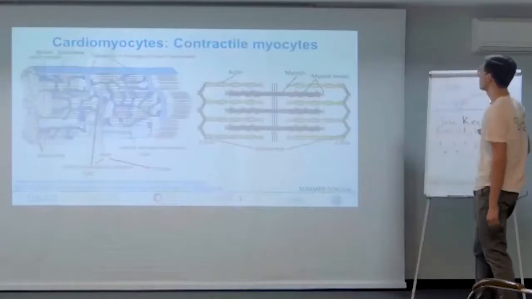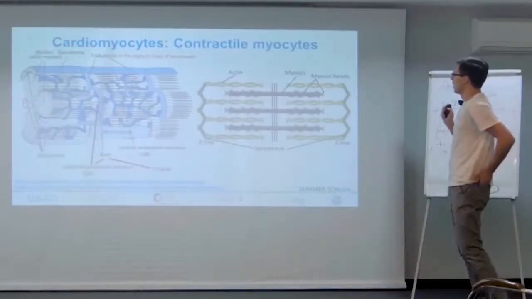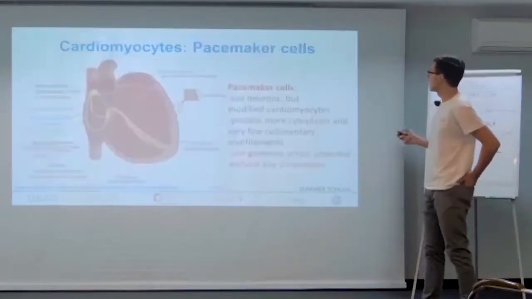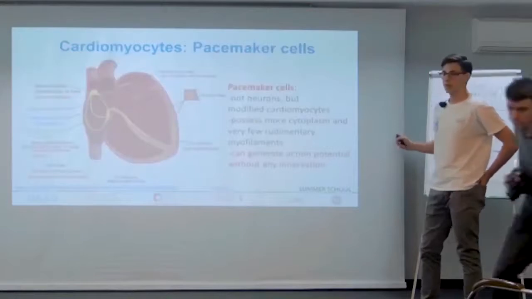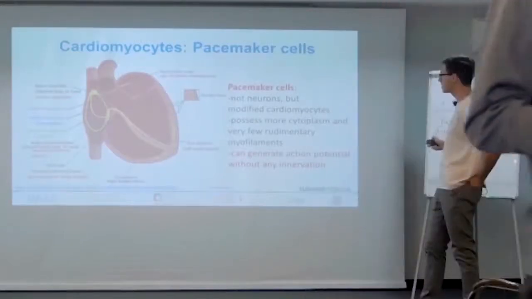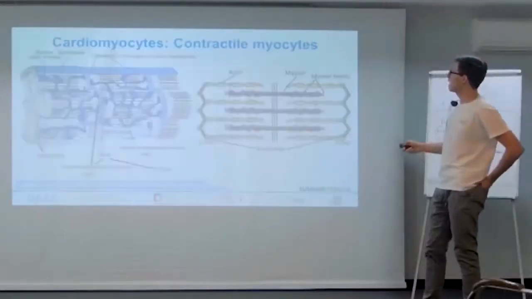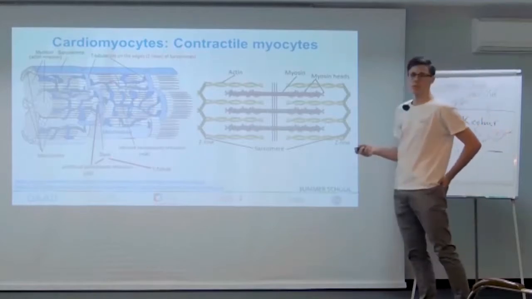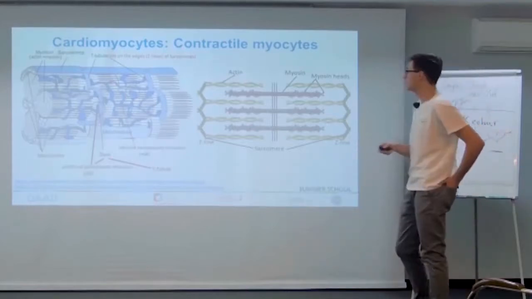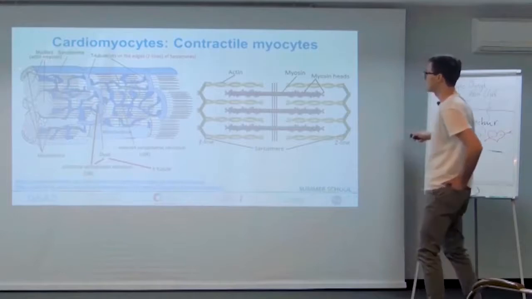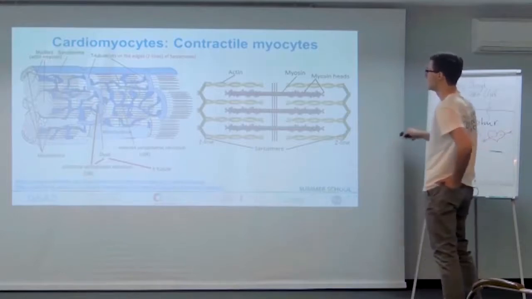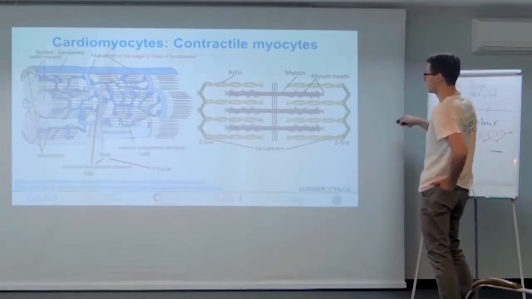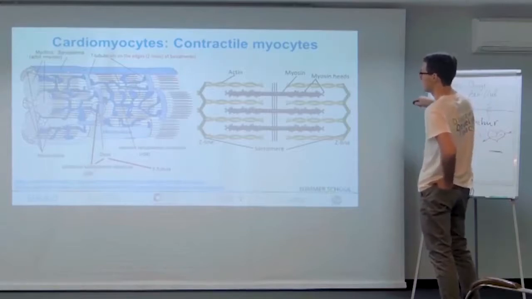Okay, the cardiomyocytes, contractile myocytes. So as I said, we have two types of cardiomyocytes. The pacemaker cells, which I described before, and the actual contractile myocytes. They look like normal myocytes actually, but they have only a few differences. As you see here, they have this cell membrane, yes? This is a cell membrane. So it's like we just cut this cell membrane.